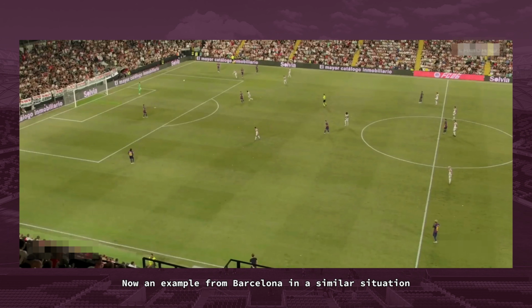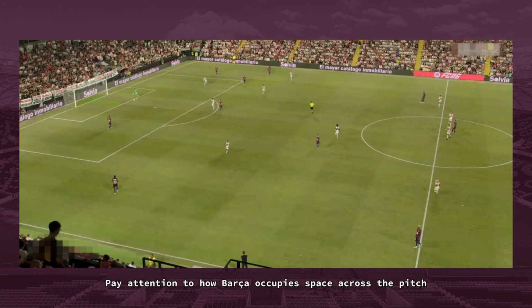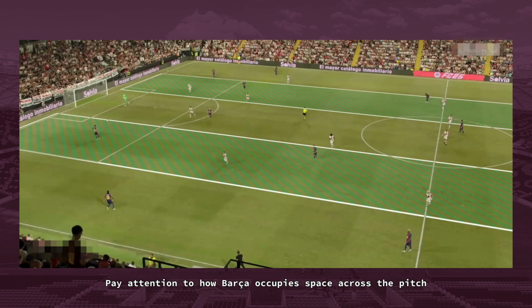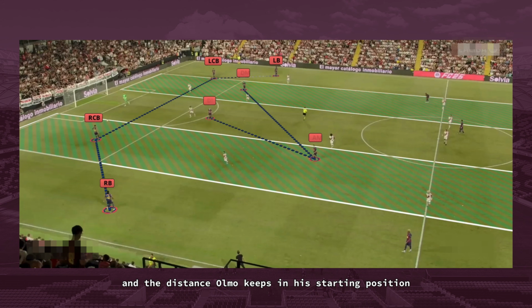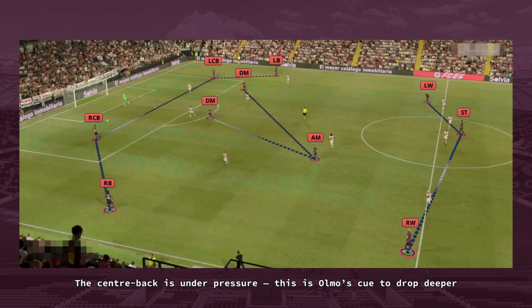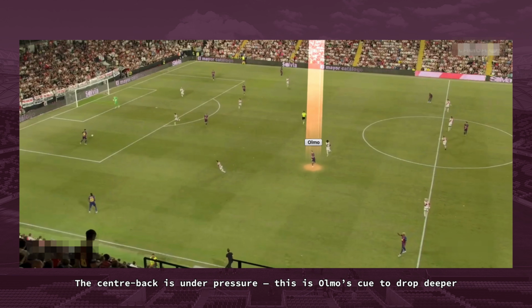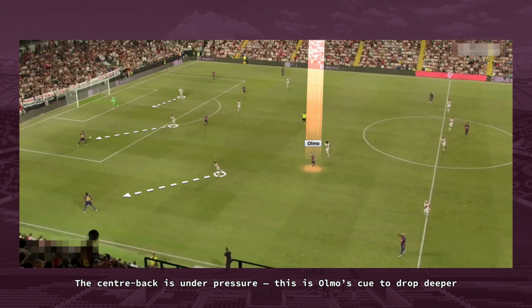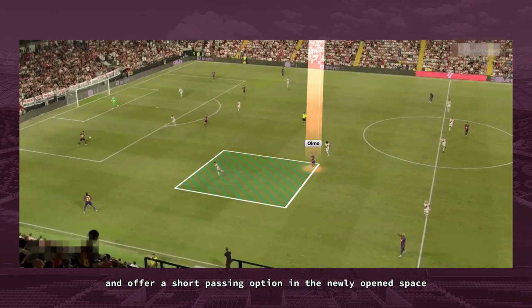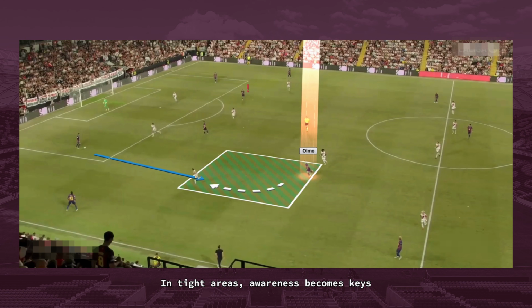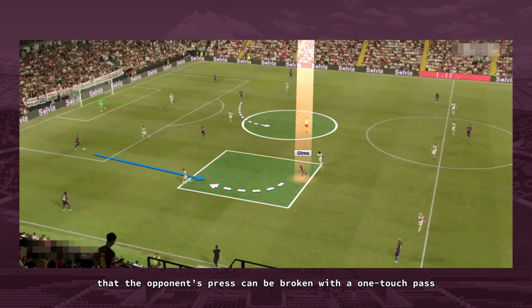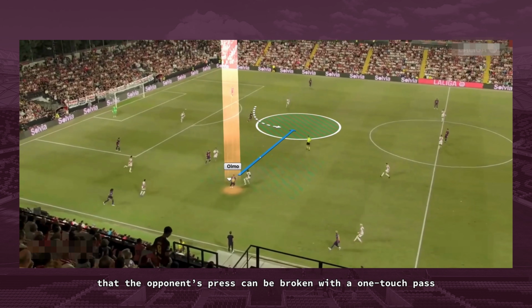Now an example from Barcelona in a similar situation. Pay attention to how Barca occupies space across the pitch and the distance Olmo keeps in his starting position. The center-back is under pressure. This is Olmo's cue to drop deeper and offer a short passing option in the newly opened space. In tight areas, awareness becomes key. Notice how quickly Olmo reads the situation and sees the opponent's press can be broken with a one-touch pass.